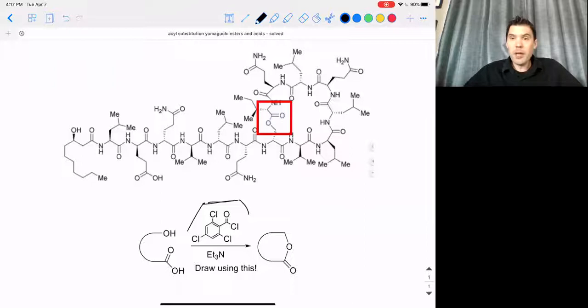And the reason we like using the Yamaguchi reagent is often we have to make an ester or a lactone in a very complicated molecule, and sometimes it's a disfavored ring to form. And so it becomes quite challenging to do that.